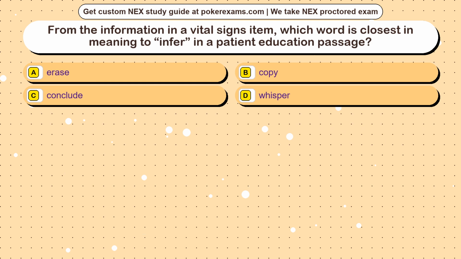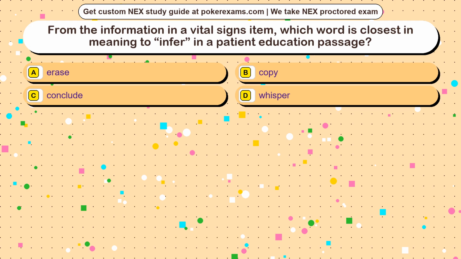Question 22. From the information in a vital signs item, which word is closest in meaning to infer in a patient education passage? Option A, erase. Option B, copy. Option C, conclude. Option D, whisper.